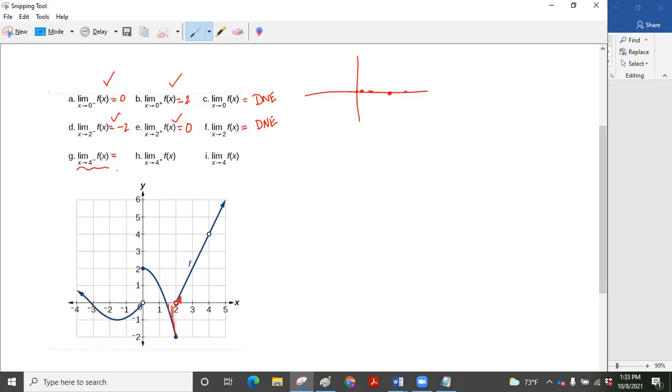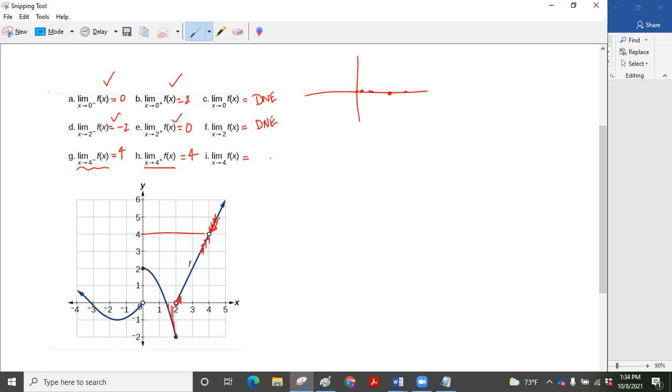This one's asking what is the limit as x approaches 4 from the left. So we're looking at 4 and we're coming in from the left, and we see that the limit is 4. This one's asking what is the limit as x approaches 4 from the right. So we're coming in from the right, and we see that the limit as x approaches 4 from the right is also 4.